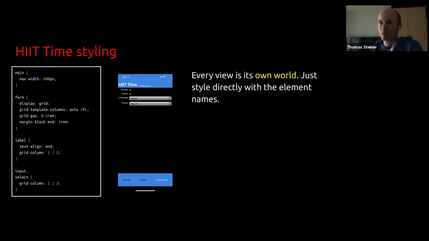Styling, as I said before, every view is its own world. So you get scoped styling for free. So this is the style for my core preferences page here. So you can see I'm just using the element names directly. So no fancy BEM syntax or no fancy whatever class nomenclature that I need to adhere to. It's all just literally the HTML tags as they appear. There's no clashes at all because every view is its own world.